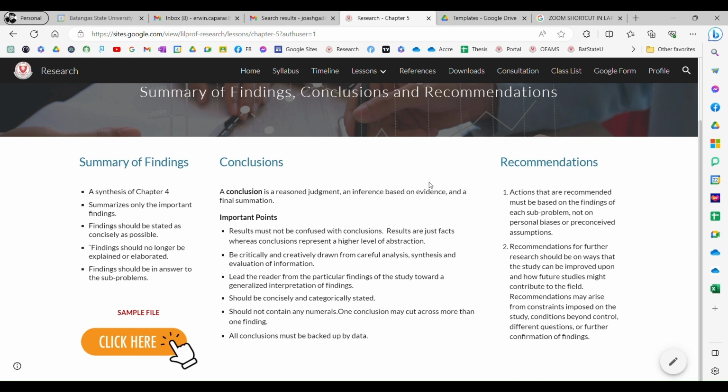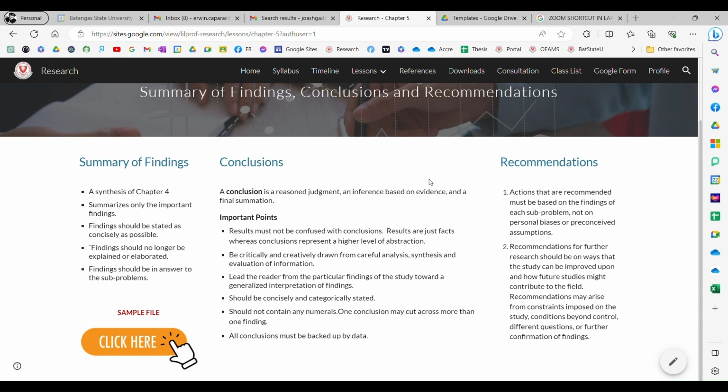No more explanation. It should not contain any numerals. The figures that you have presented in your chapter 4 should not be presented in the conclusion anymore. One conclusion may cut across more than one finding, and it is also possible that one finding can have two or more conclusions. It doesn't necessarily mean that if we have five items in the summary of findings, you only have five conclusions. You can have more items in the conclusion as compared to the summary of findings.